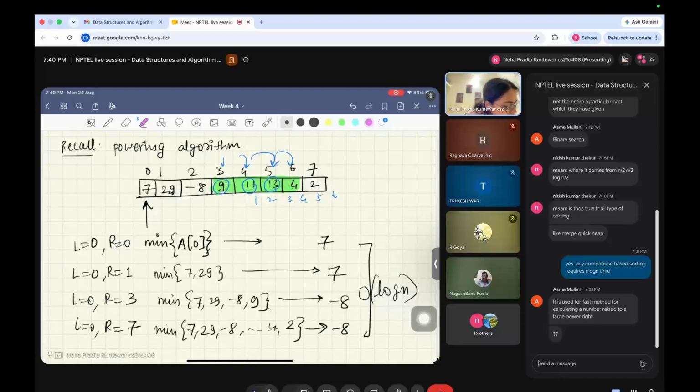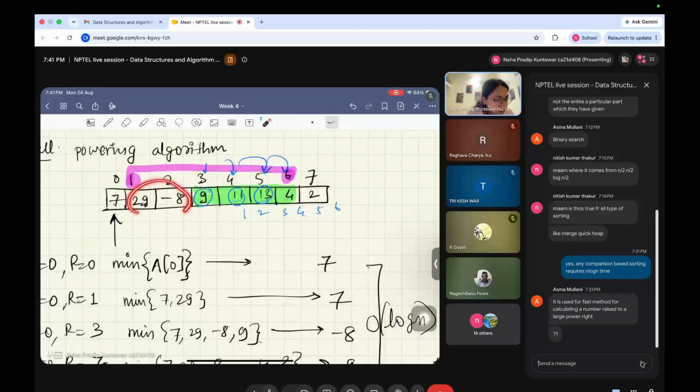from, okay, let's say 1 to 6. This is not a power of 2, no? 1, 2, 3, 4, 5, 6. Yeah, this is not a power of 2. So I have to find the minimum here, but I only know this part. I know this part, and then I know the whole part, but I don't know the minimum till here. So what you do is you take the maximum jump that you can. So what is the maximum jump you can take using power of 2? Still 4, right?